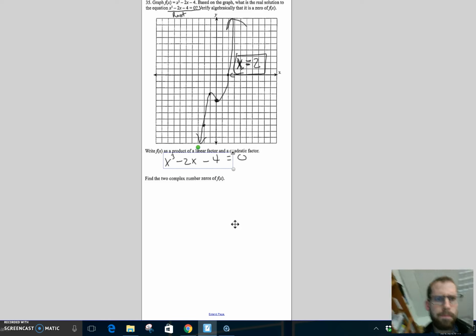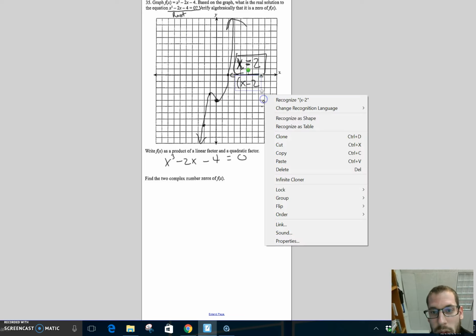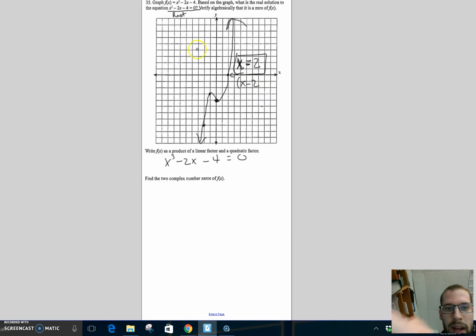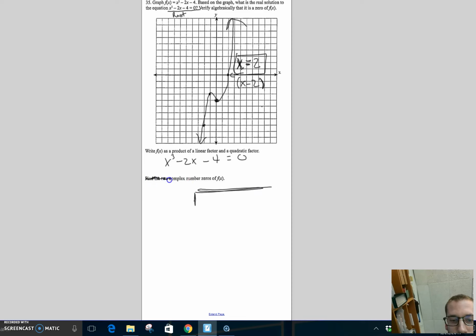I'll be right back. Okay, so it took me a moment, and then I realized the key is this. The fact that my root is 2 means the factor has to be x minus 2, right? So then I know that this is divisible by x minus 2. So if I do long division, I can find the other factor. So I'm going to do this problem lower down.